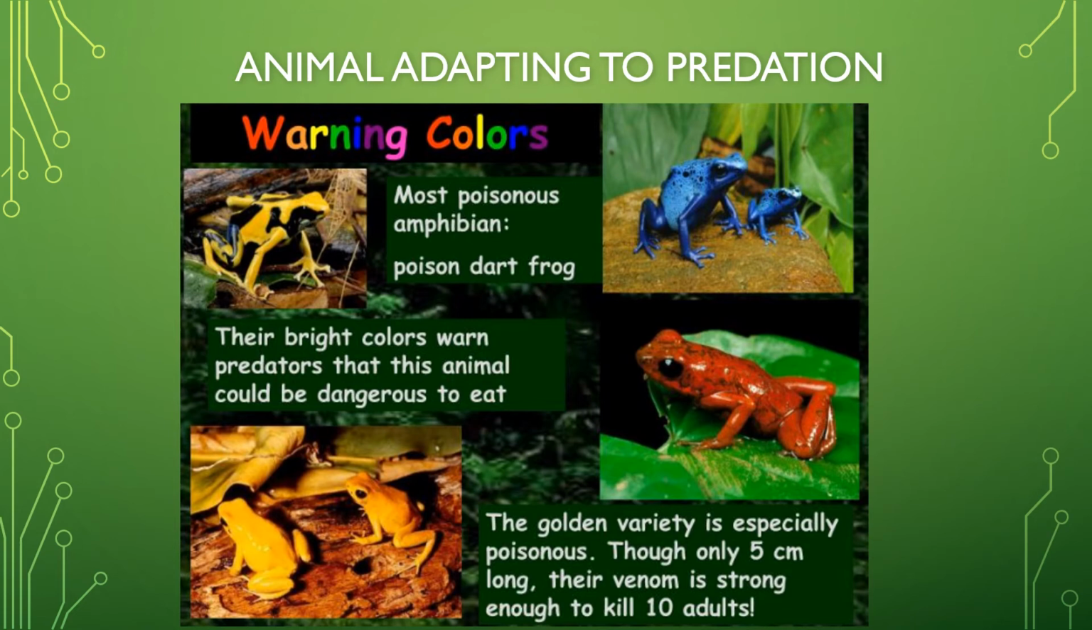The one on the bottom left there, the golden variety, is especially poisonous. They're only 5 centimeters long, but their venom is strong enough to kill 10 adults.